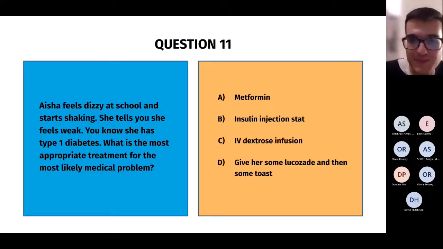Okay, I think this may be the final question, or at least second to last question. Aisha's dizzy at school and starts shaking. She tells you she has type 1 diabetes. Appropriate treatment for the most likely medical problem.